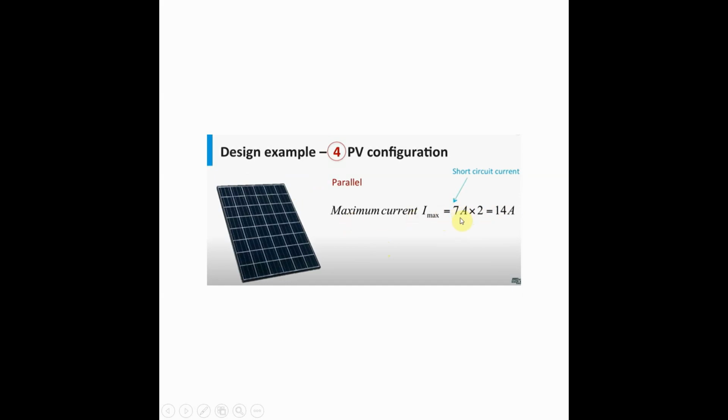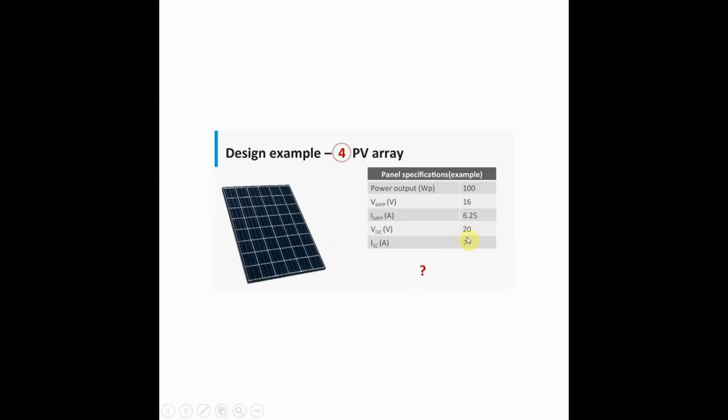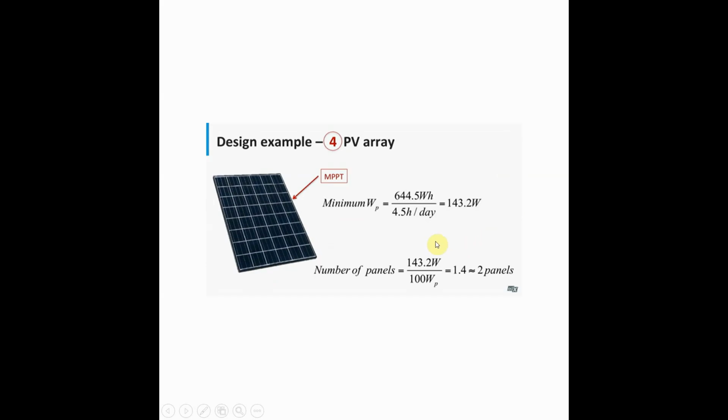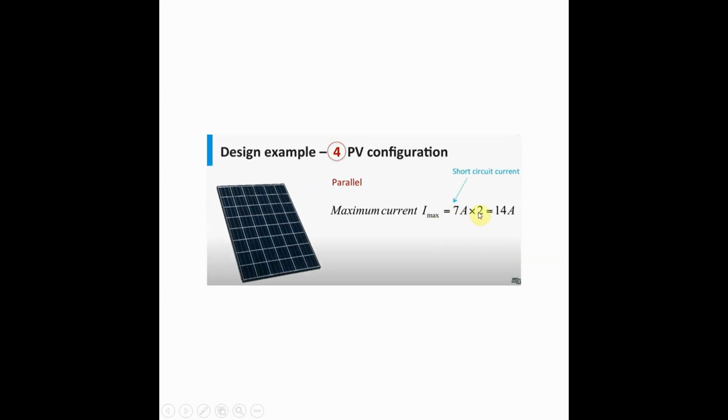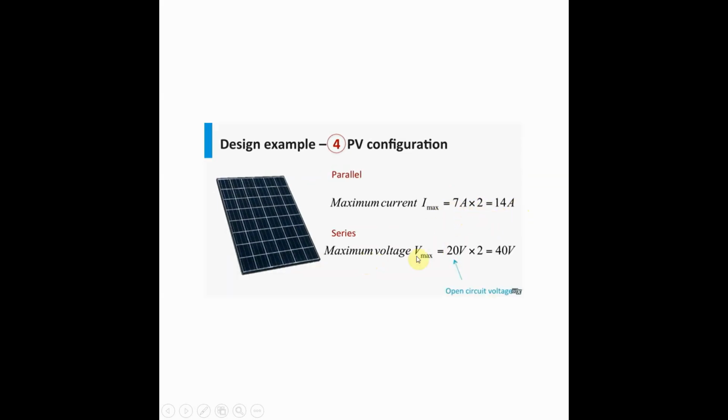So for the two panels, you can see here the short circuit current is 7 ampere. Maximum current will be 7. 7 is actually the short circuit current, and the open circuit voltage is 20 volt. So maximum current will be for two panels 7 multiplied by 2, 14 ampere, and maximum voltage will be 20 volt multiplied by 2, 40 volt. It means the maximum voltage will be 40 volt and maximum current is 14 ampere.